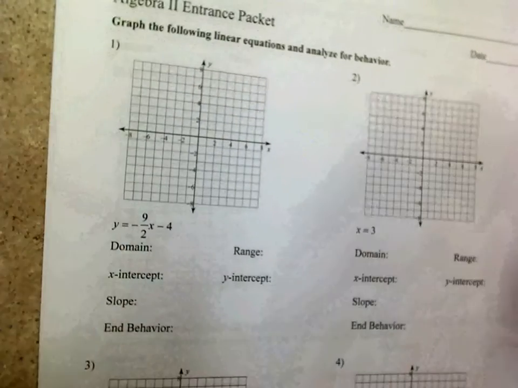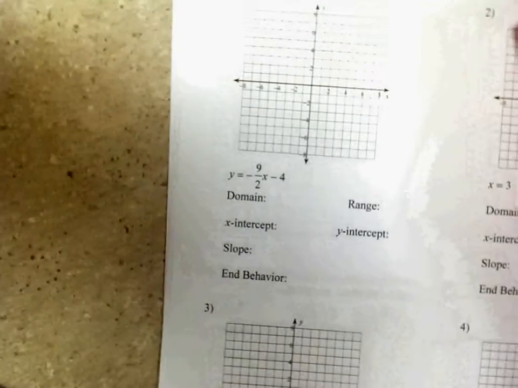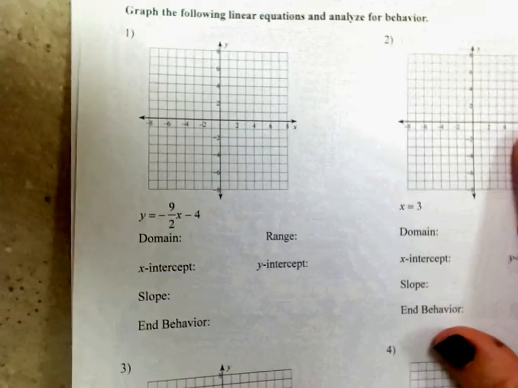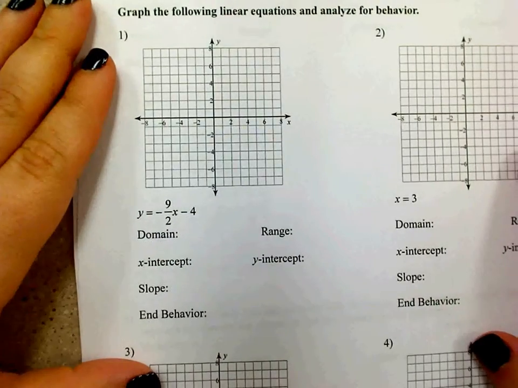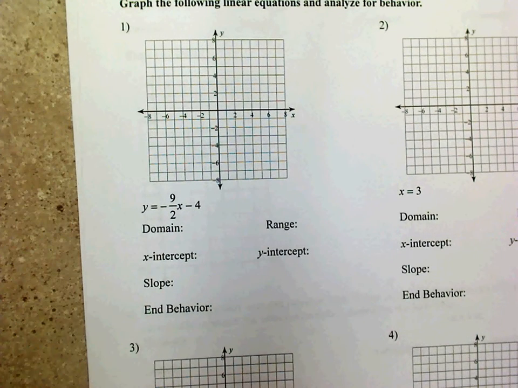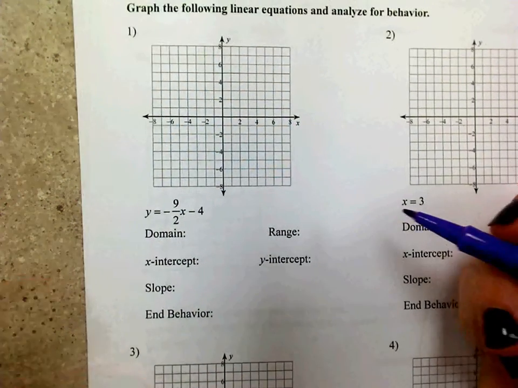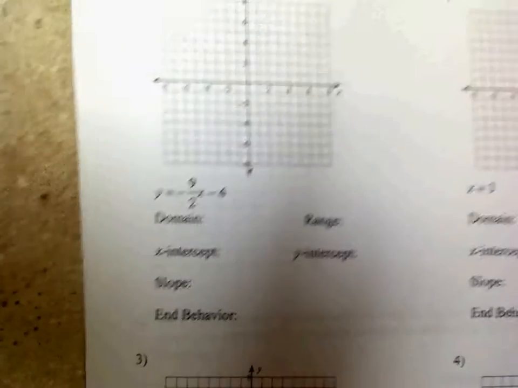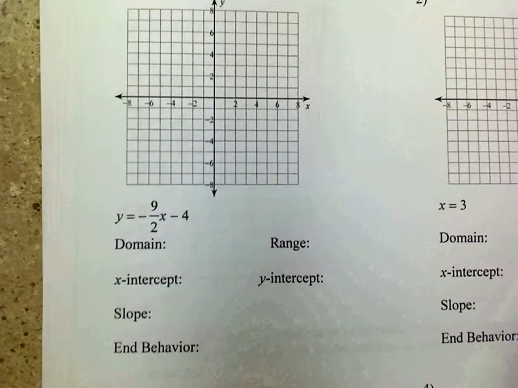Alright guys, so to start off with, on the insurance packet we started with linear functions. So let's go ahead and go through and remember how to graph and analyze the functions for behavior. And as I need to, I'll go back and review on specific topics, okay? Alright, so the first thing is y equals negative 9 halves x minus 4. And I want you to graph that first.